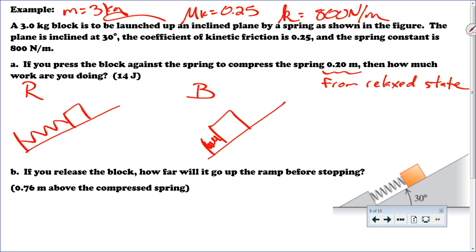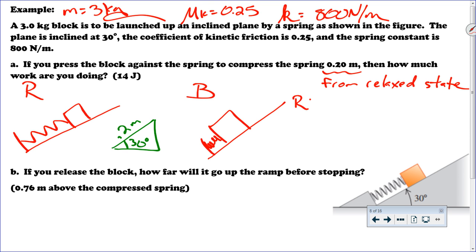And let's see, the 0.2 meters represents how far the block got squished between the relaxed state and the bottom, right? Follow? And this is 30 degrees, right? Everybody okay? All right, so for my relaxed state, I did not give myself enough room to work here.